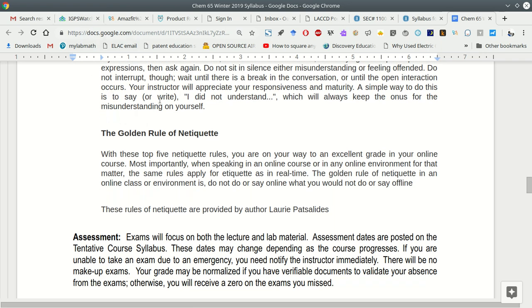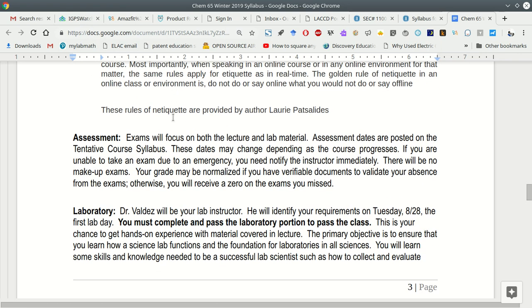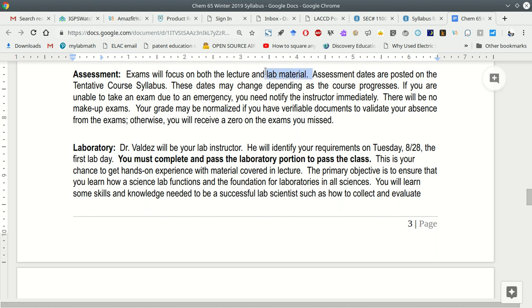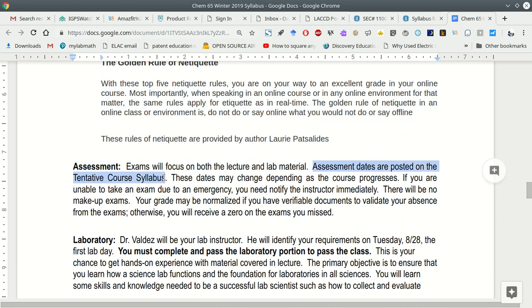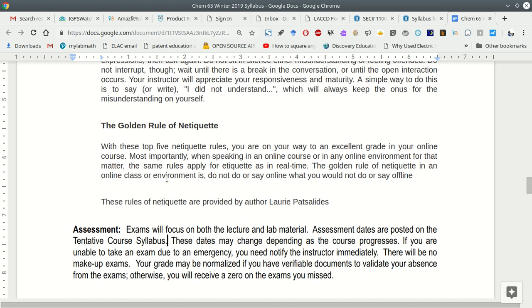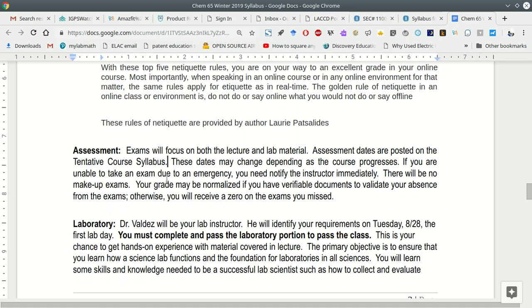There are some more rules in here that you should read about being polite online. It's important to realize that the exams that I give include things that you should learn in the lab. Not just a lecture, but also the lab. I have not posted the exam dates yet, but I will post them soon, and you will see them in the course syllabus, which is this document right here. You'll notice this is a Google Doc, so as I make changes, you will see them immediately.